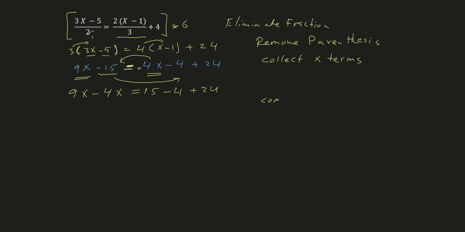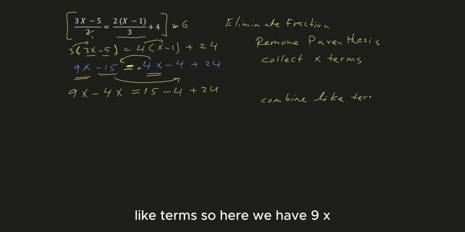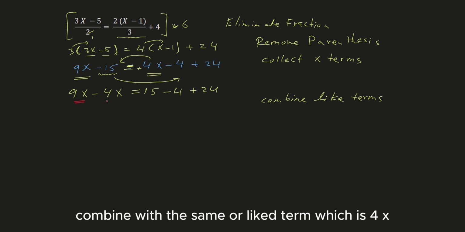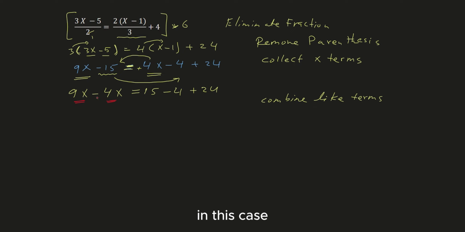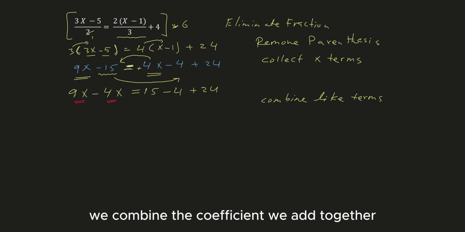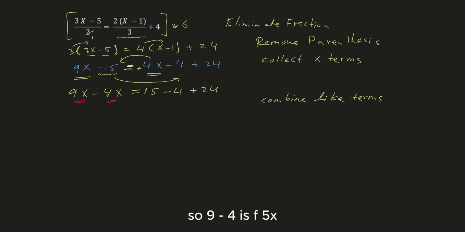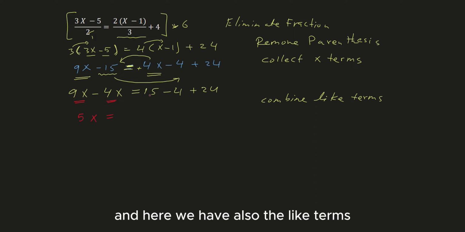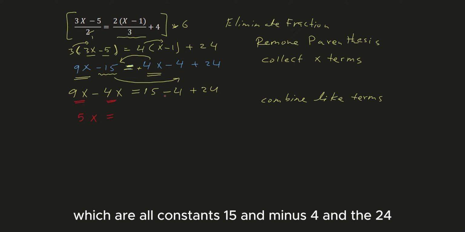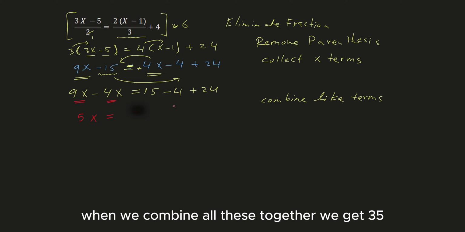Now combine like terms. So here we have 9x combined with the like term, which is 4x. In this case, we combine the coefficients. We add them together, so 9 minus 4 is 5x. And here we also have like terms, which are all constants, 15 and minus 4 and 24. When we combine all these together, we get 35.